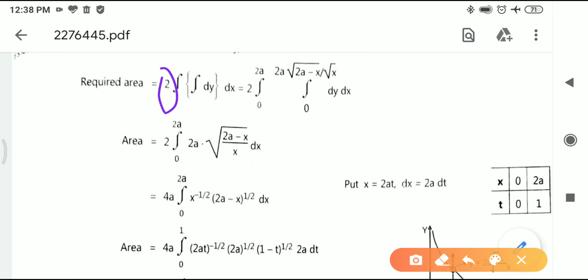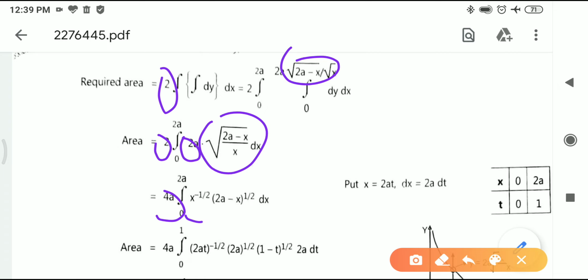Now first of all we are going to integrate with respect to y. So integration of 1 with respect to y is y, and then we put the upper and the lower limit. The upper limit is this and the lower limit is 0, so we get the same thing. And when you integrate with respect to x, that 2 we have taken out, so this 2 into 2a will give you 4a outside, and there we are going to have x raised to half and (2a minus x) raised to half dx.